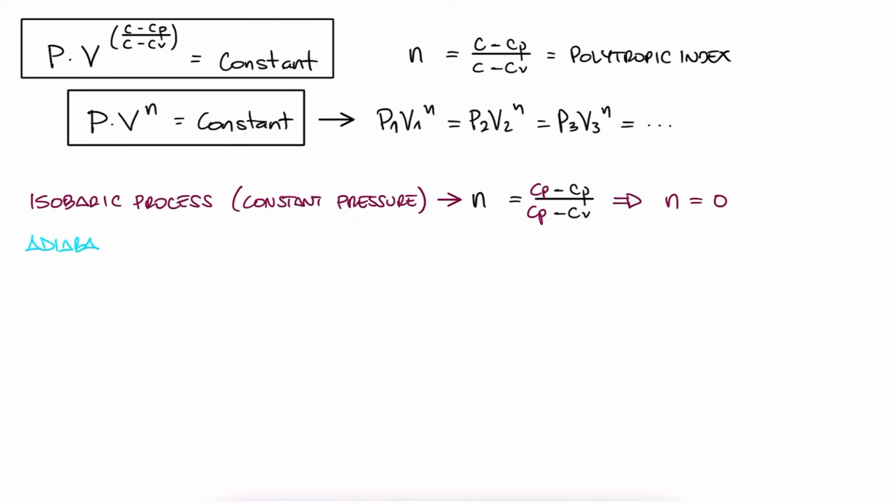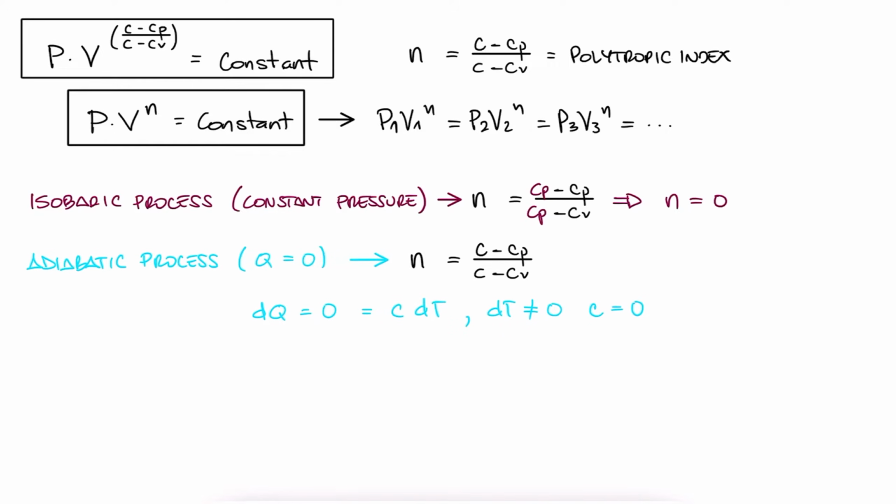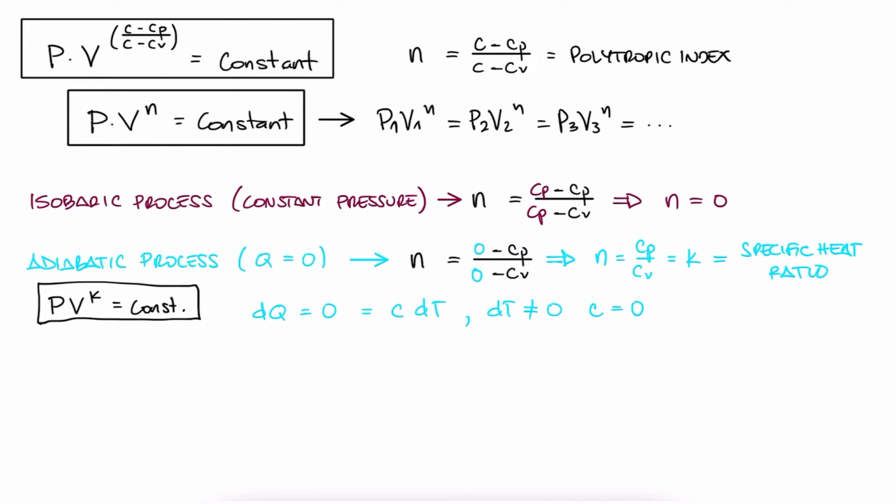What about an adiabatic process, meaning that no heat comes in or out? In this case, since dQ is 0 and temperature changes can still occur, we would say that C is equal to 0. Substituting this 0, we see that n becomes Cp over Cv, or k, the specific heat ratio that we established in the previous lecture. For adiabatic processes, this equation becomes PV to the k equals constant.